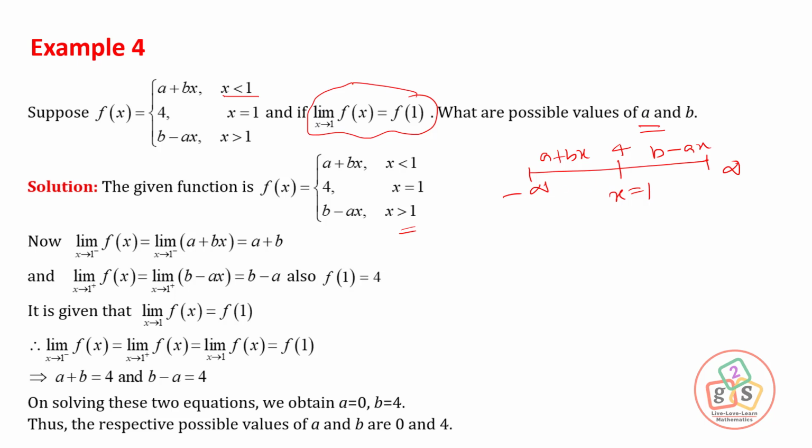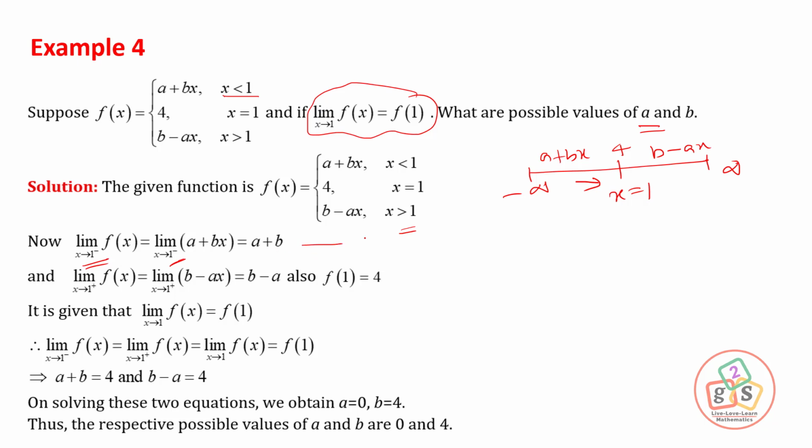So from the given limit x tends to 1, f of x is equal to f of 1. From this, the limit exists and the function is continuous at x is equivalent to 1. So from this, we can find out the left hand limit. Limit x tends to 1 minus f of x. What about the left hand limit? The function is nothing but a plus bx. So a plus bx, and we put x is equivalent to 1. What do you get? a plus b.